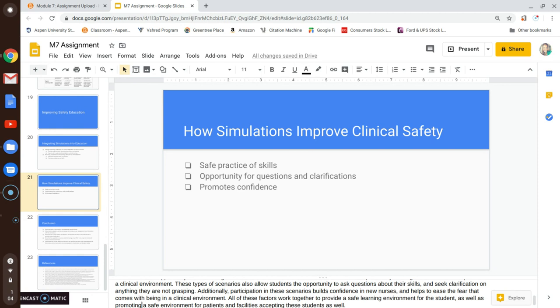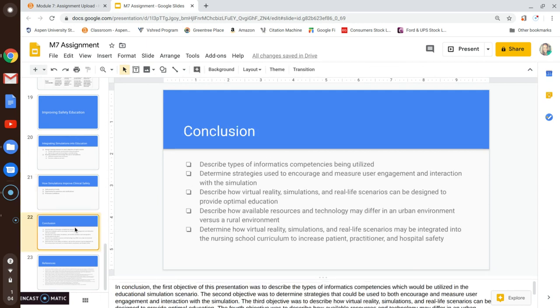Additionally, participation in these scenarios builds confidence in new nurses and helps to ease the fear that comes with being in a clinical environment. All of these factors work together to provide a safe learning environment for the student, as well as promoting a safe environment for patients and facilities accepting these students as well.